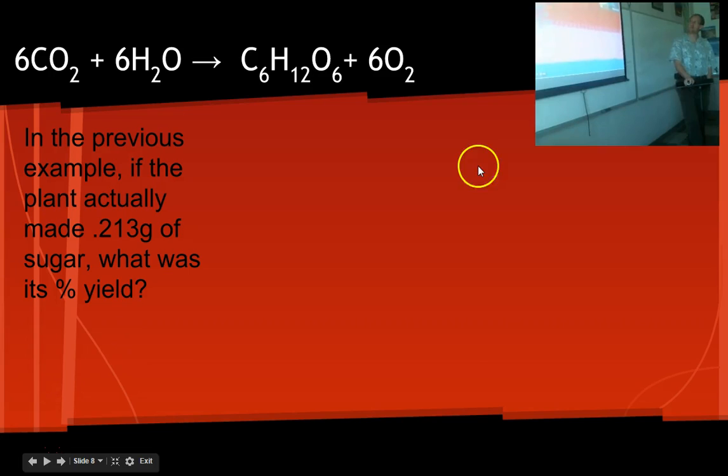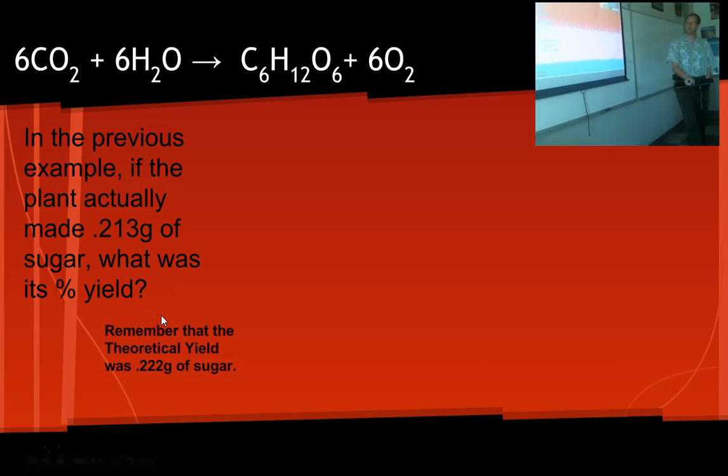Okay, so here's an example again, going back to our balanced photosynthesis reaction. In the previous example, if the plant actually made 0.213 grams of sugar, what was its percent yield? And this is a typo, because it's grams and the last one was moles. We'll forget about that. Sorry about the typo. Let's say it was supposed to make 0.222 grams of sugar instead. And instead we made 0.213 grams of sugar.